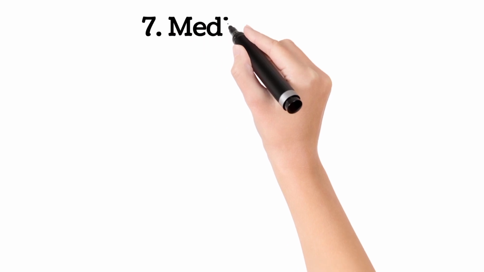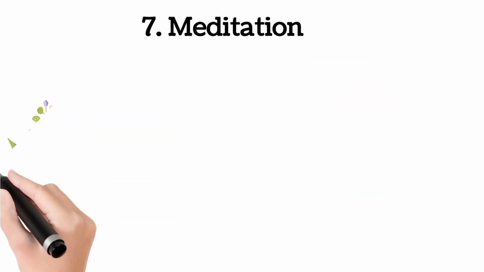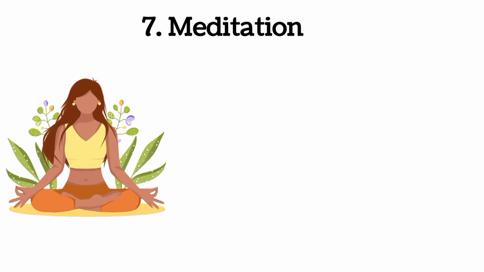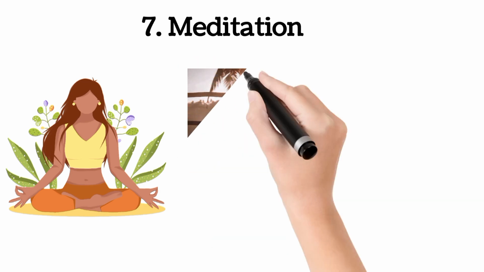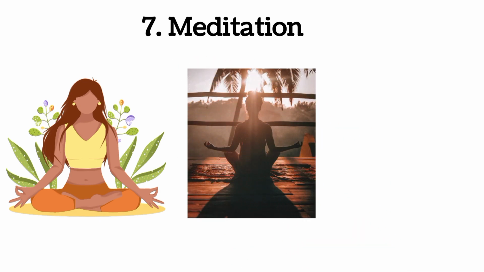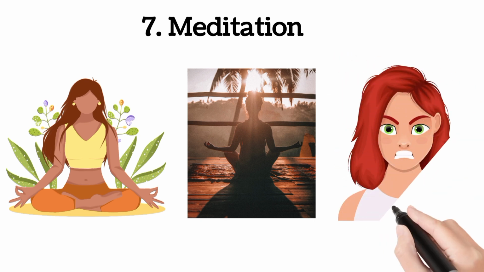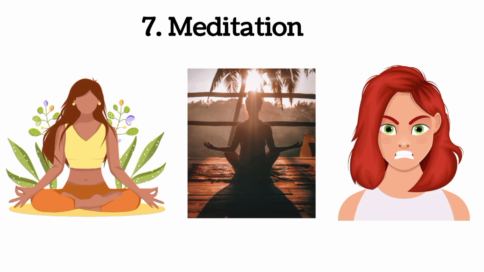Number 7. Meditation. Meditation can be a helpful way to quiet the mind and become more aware of your unconscious thoughts and feelings. It can be especially helpful for exploring the shadow self because it allows you to focus inward and pay attention to your inner experience. It can be helpful for promoting relaxation and reducing stress. Some people may find it difficult to quiet their mind or may struggle with staying focused during meditation. It can also be challenging to incorporate meditation into a daily routine.